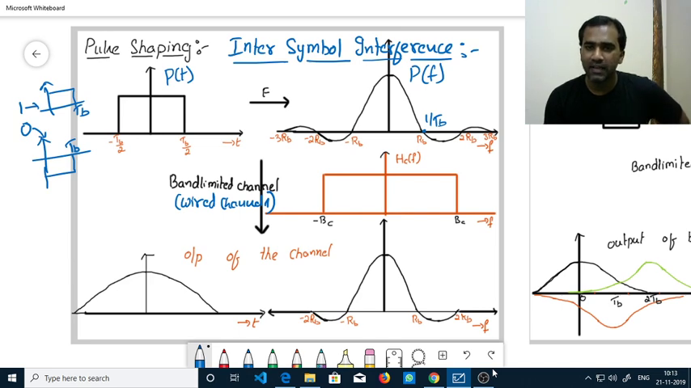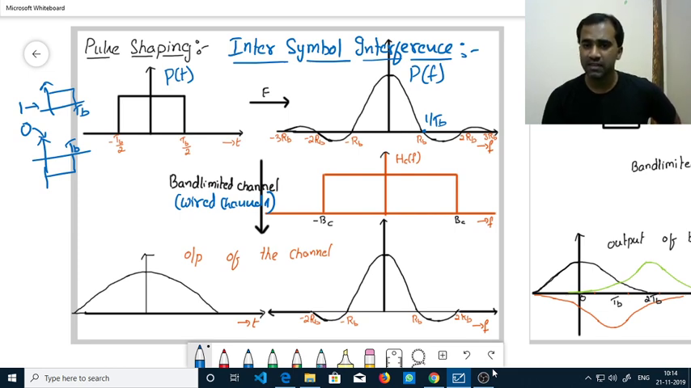For example, I have taken one channel whose bandwidth is like this. Whatever the bandwidth of the channel, it doesn't matter. When you pass the signal, some side lobes will be cut off. When you pass it through this band limited channel, a few side lobes or more side lobes may be cut off, but some of the side lobes will definitely be cut off. When the side lobes are cut off, this is the output of the channel, which means at the receiver you are going to receive this signal. So what is the inverse Fourier transform of this signal? This is what we have transmitted in the time domain, which means this is what we have transmitted in the frequency domain.